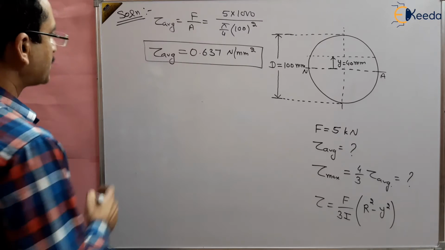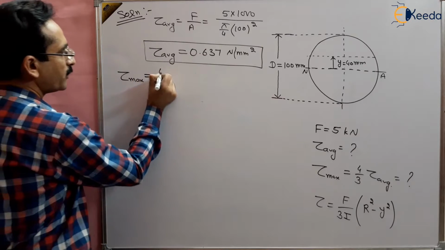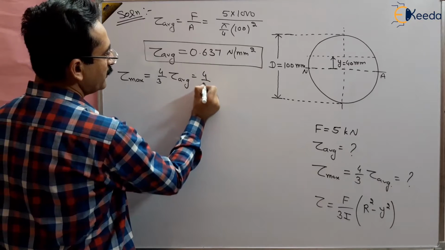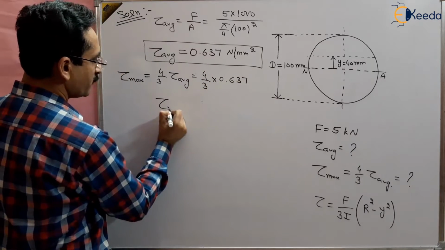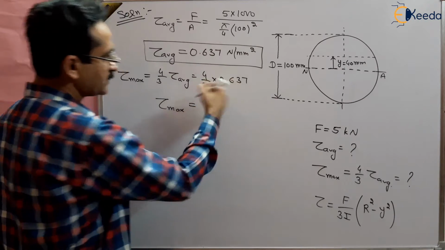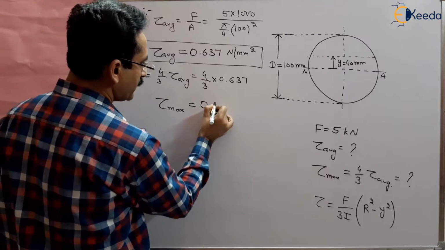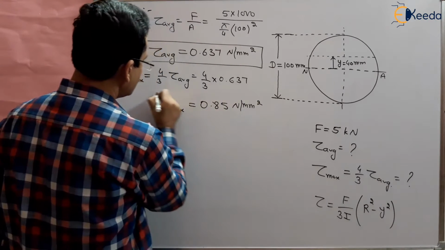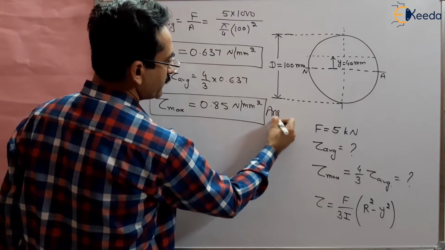Now, what will be the maximum shear stress? We know that maximum shear stress for a circular section is given by 4 by 3 times the average shear stress. So put the value here and you will get the maximum shear stress. From here we find that the maximum shear stress is 0.85 Newton per millimeter square. So this is the maximum shear stress, and this is one more answer of this question.